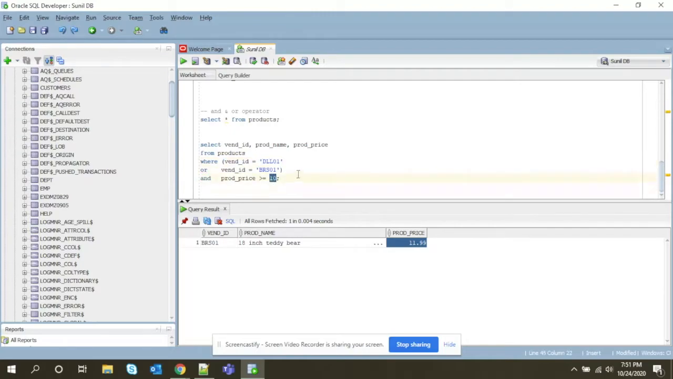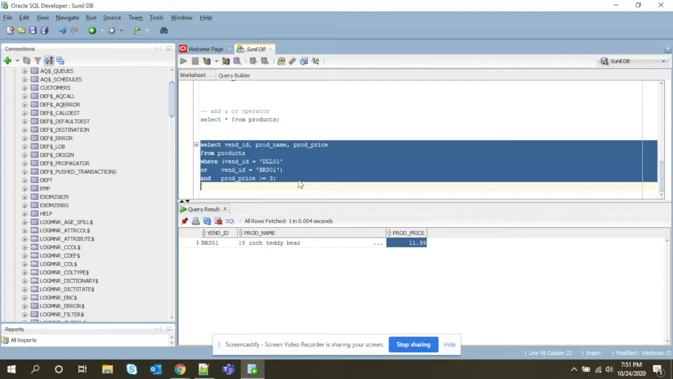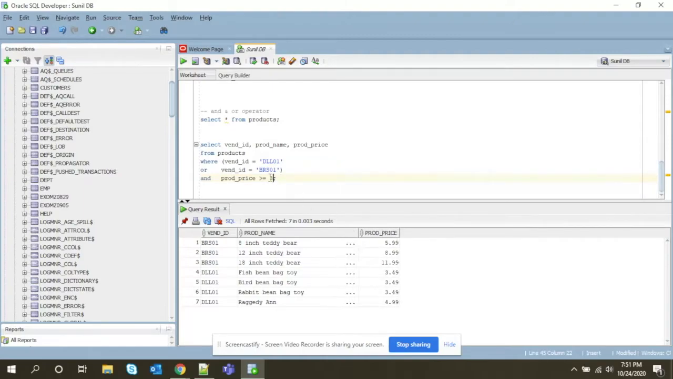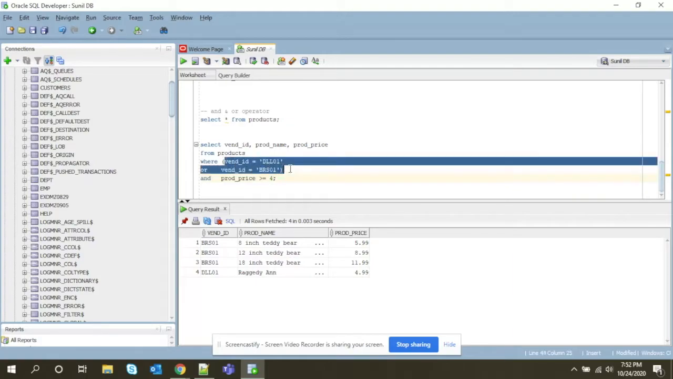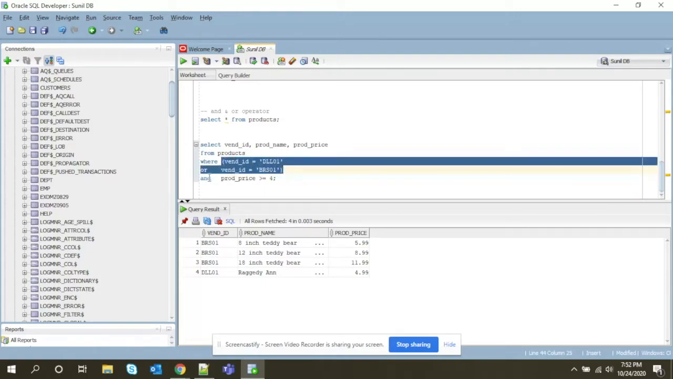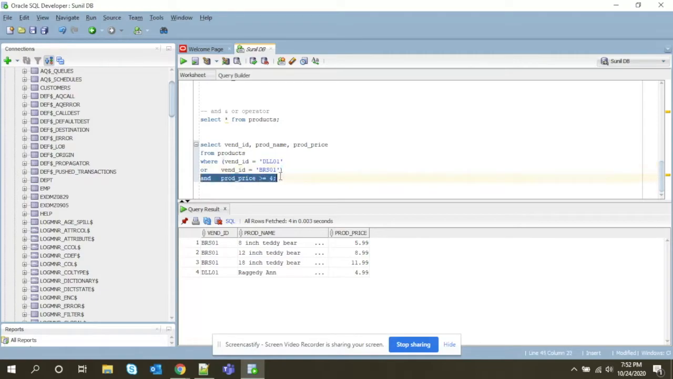Just to give another example, let's say I did 3. Actually, let's try 4. If I did 4, then see it's bringing back a DLL01 record with $4.99 and the BRS01 records with $5.99, $8.99, $11.99, all of which are greater than 4 because we put the parentheses around the vendor IDs so that SQL can understand that it's these and this line of code right here.